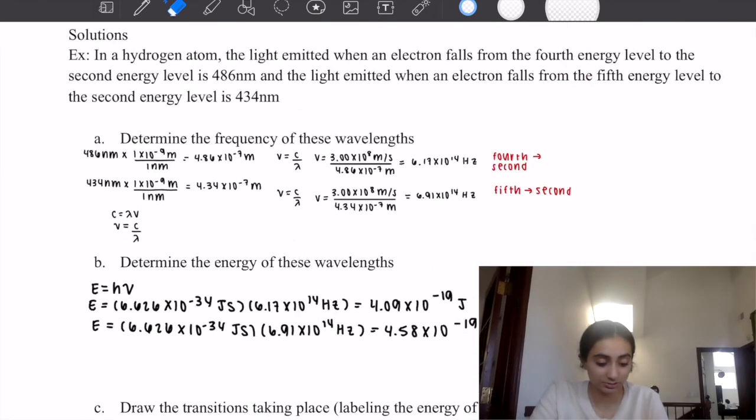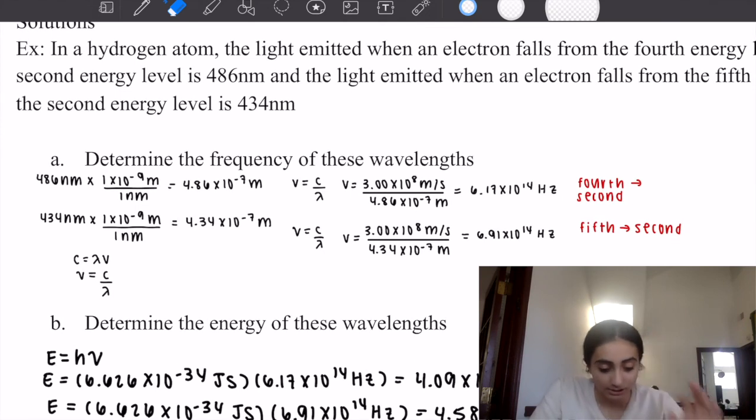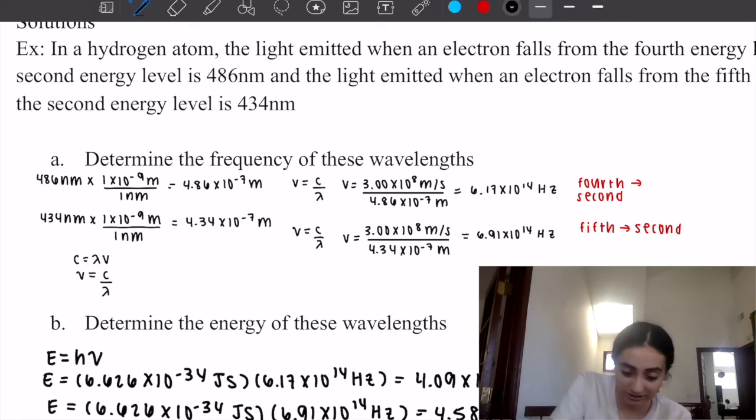I'm going to do each part individually. Determine the frequency of these wavelengths. This is using the light as a wave equations. So I wrote out the equations here, and then because we're solving for frequency, I solved for frequency in the equation just to make things a little easier for myself.